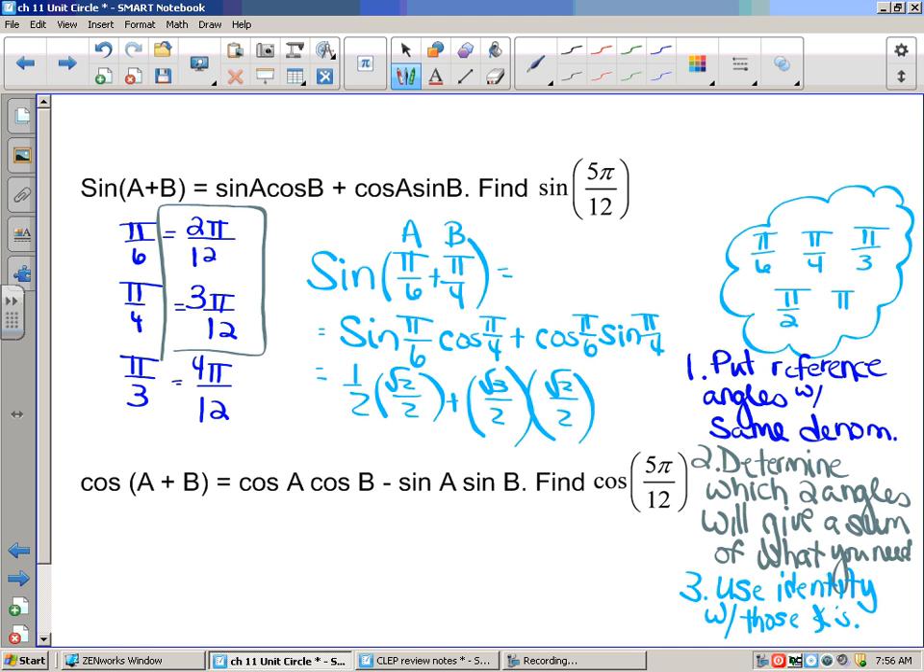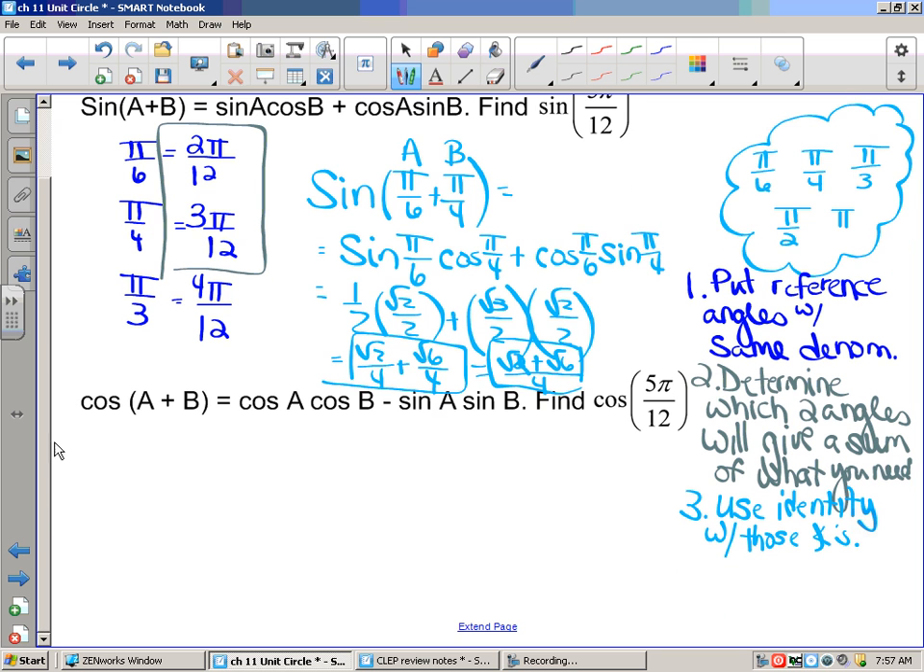And then, of course, I ran out of room here on the bottom, but the last thing is to simplify this. So I have root 2 over 4 plus root 6 over 4. Since they are not the same radical, I can't combine them. So this is my final answer. You could write it as one denominator. Sorry, root 2 plus root 6 all over 4 means exactly the same thing. I'll take either. All right, let's do cosine.